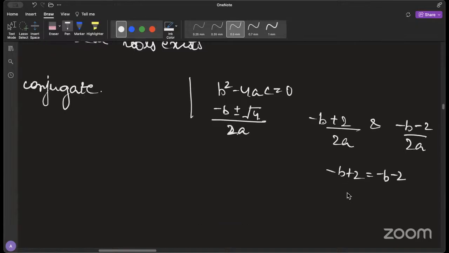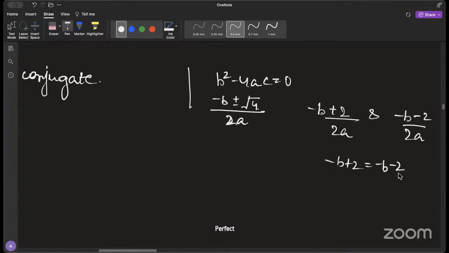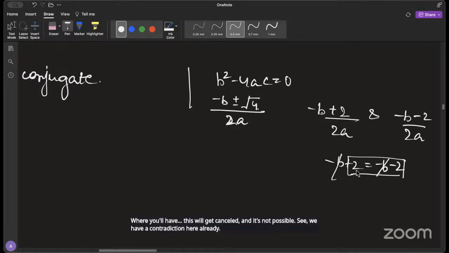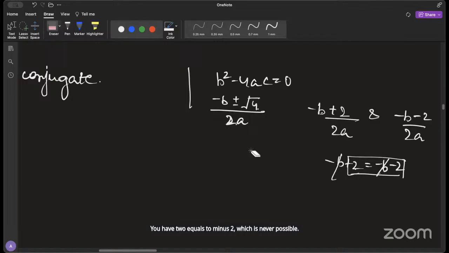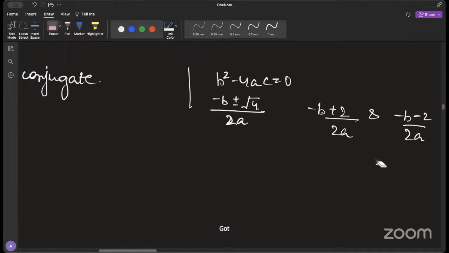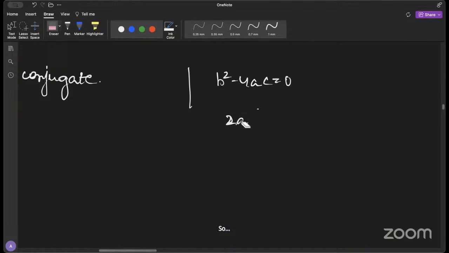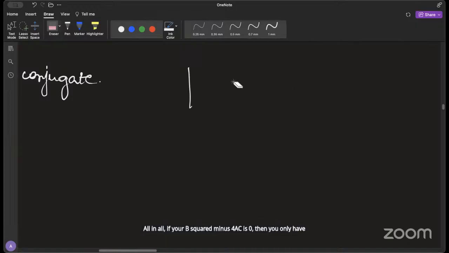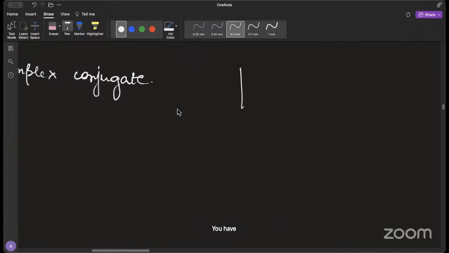Here you'll have, this will get cancelled and it's not possible. See, we have a contradiction here too. You have 2 equals to minus 2, which is never possible. So all in all, if your b square minus 4ac is 0, then you only have real roots and both of your roots are same. You have real and equal roots.